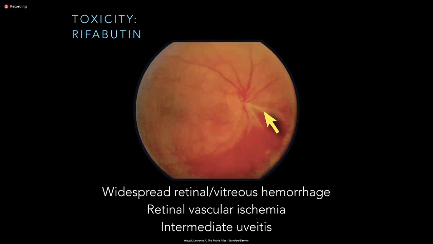Here, a picture shows a patient who has a fairly widespread retinal and vitreous hemorrhage. The arrow points to an area of intermediate uveitis, and there's also some vascular ischemia.